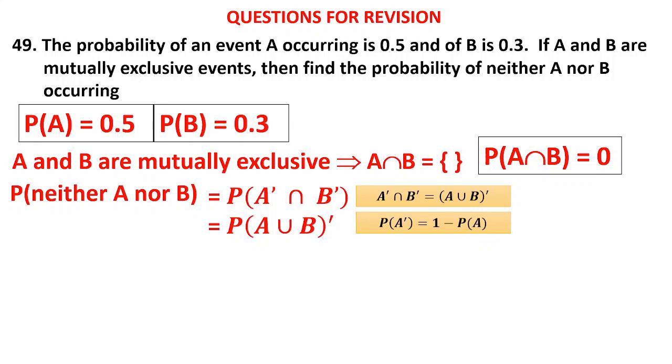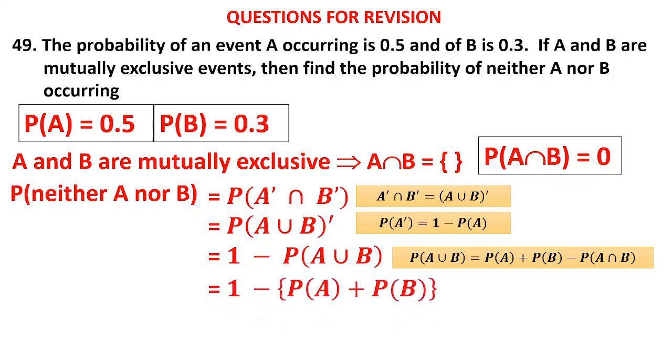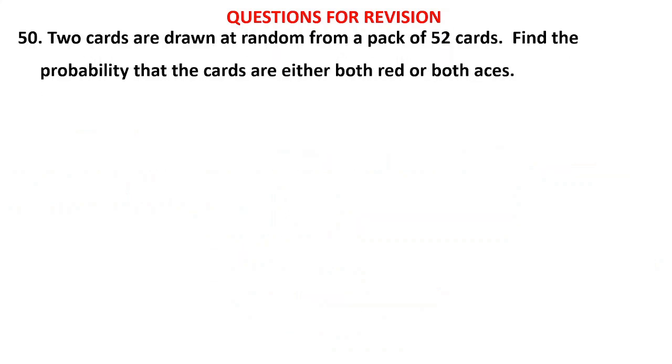Let us make use of the idea that P of A dash is 1 minus P of A, so 1 minus P of A union B. But the A union B formula is P of A plus P of B minus P of A intersection B. But in this problem P of A intersection B is 0. Therefore 1 minus P of A plus P of B, which is nothing but 1 minus 0.8, which is 0.2. Check out how we are making use of our set theory idea to get the probability of neither A nor B. Let us move on to question number 50.